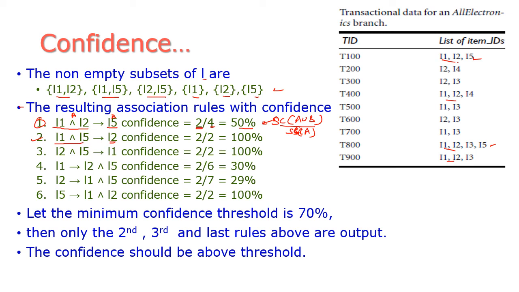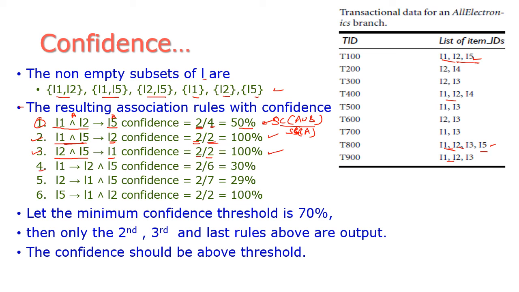The next one is I1 and I5 which implies I2. I1, I5, I2 occurs 2 times, as we have already seen. And I1 and I5 alone occurs 2 times. So 2 by 2 is 100%. The third one is I2 and I5 which implies I1. I2, I5, I1 occurs 2 times. After that I2 and I5 alone also occurs 2 times. So this is also 100%.